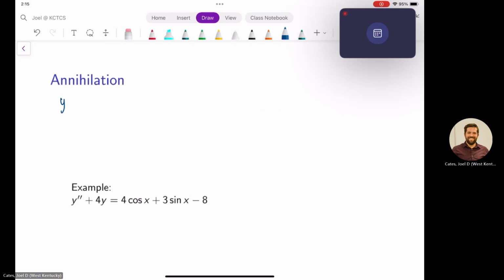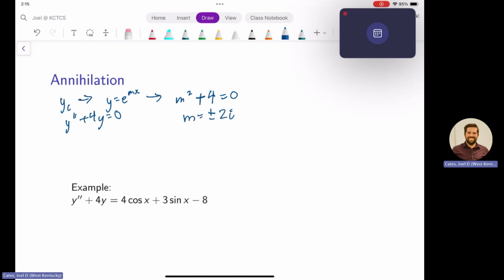So working with complementary, we have that if I use y is equal to e to the mx, then I've got m squared plus 4 is equal to 0, right? Because we do y double prime plus 4y is equal to 0 for the complementary. That means that m is plus or minus 2i.